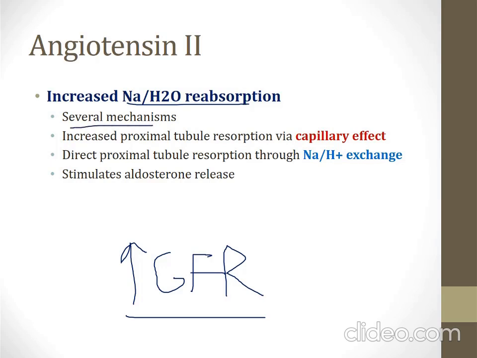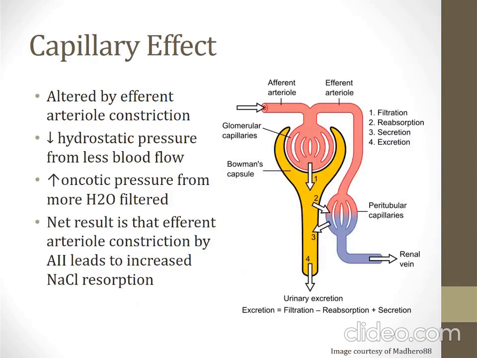There are several mechanisms by which angiotensin II increases sodium and water reabsorption. The first one is through increased proximal tubule reabsorption via something called the capillary effect, which I'll explain on the next slide. The second is through direct stimulation of sodium hydrogen ion exchangers in the proximal tubule, and I'll also show you that in a few slides. And then finally, angiotensin II stimulates aldosterone release, and one of aldosterone's roles is to promote sodium retention, so this also leads to more salt and water retention. To understand the capillary effect, let's take a look at this drawing on the screen here.